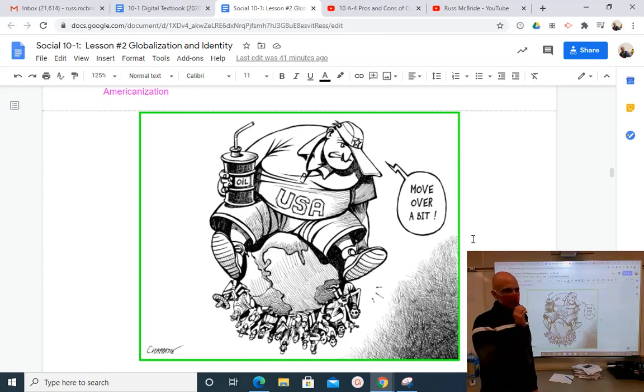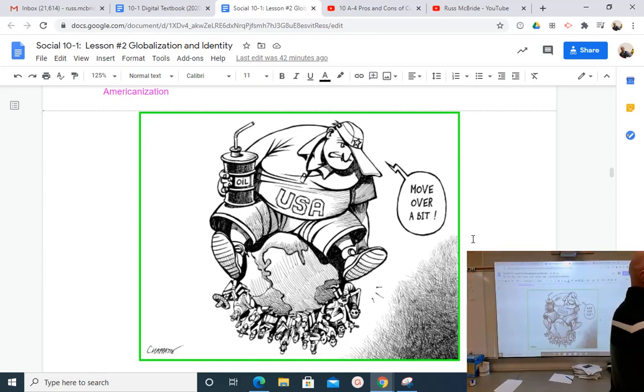So if the target audience is Latin America, if it's Africa, if it's Asia, if it's the developing world, countries that are looking to see who can we model ourselves off, the suggestion is don't pick America. America's unhealthy.